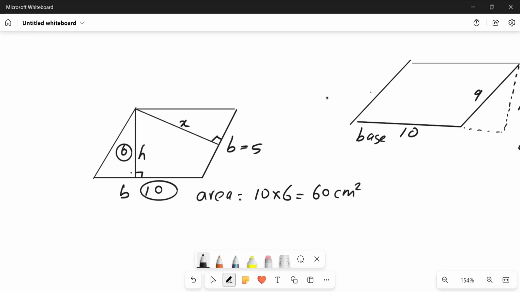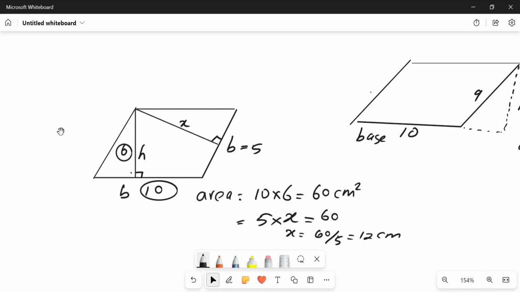Now we have to find the value of x. So the same area is coming, base is 5, height is x, equal area which is already found, 60. So x equal 60 divided by 5, 12 centimeter. So this is how we are finding the areas of different shapes.